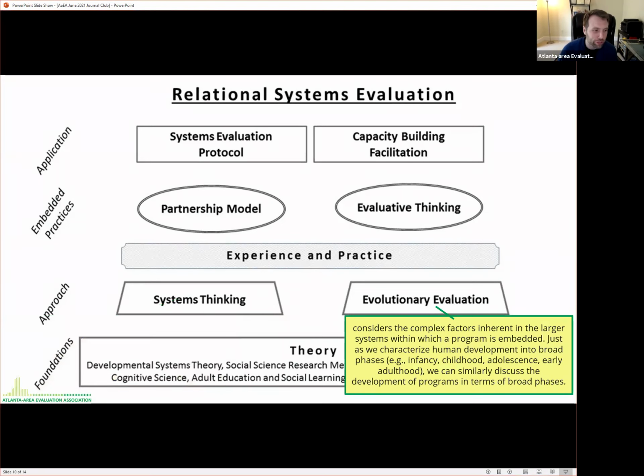Now we're getting to evolutionary evaluation. This was a new topic for me. But yeah, evolutionary evaluation considers the complex factors inherent in the larger systems within which a program is embedded, just as we characterize human development into broad phases, infancy, childhood, adolescence, early adulthood. We can similarly discuss the development of programs in terms of broad phases, and they identify the broad phases in the article. Phase 1 is initiation, phase 2 is development, phase 3 is stability, and phase 4 is dissemination.